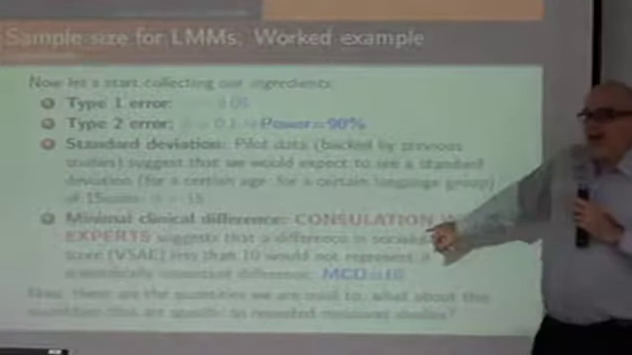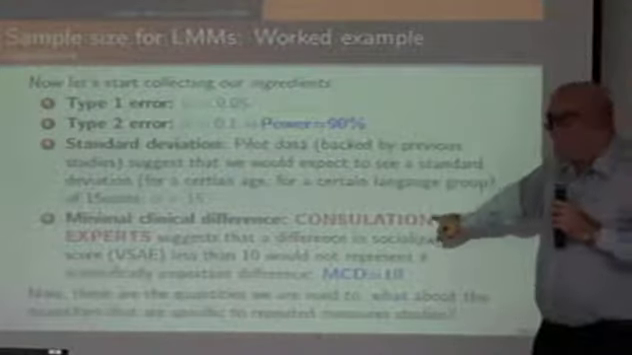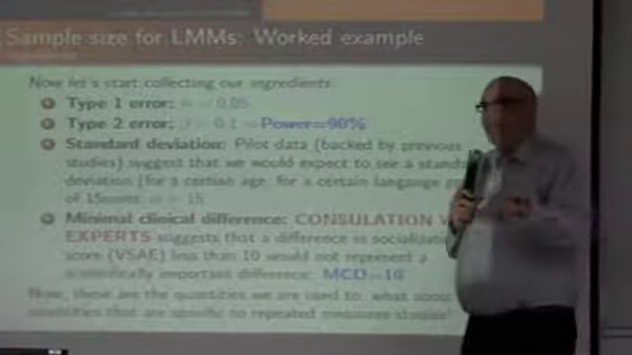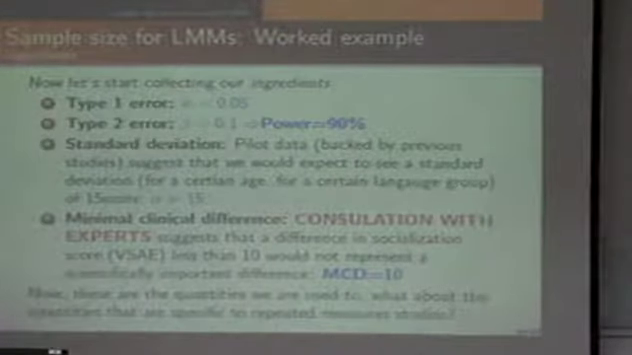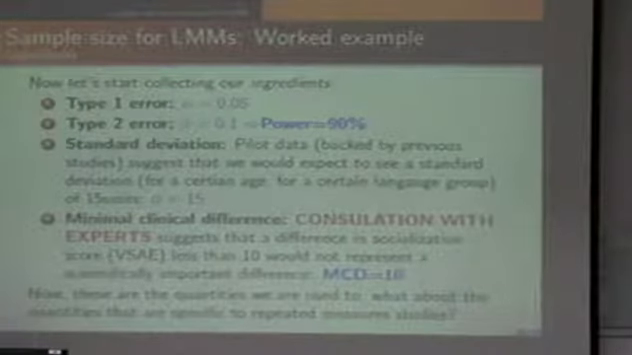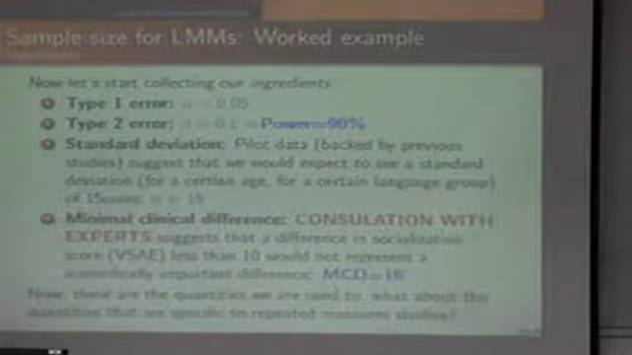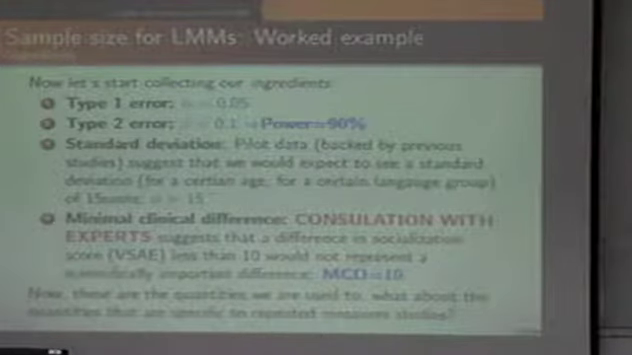This is one. Now, if you are unfortunate enough to get a lecture on sample size by me, I will tell you this about 10 times. I don't think this audience is going to be a bad one. The clinicians that I usually lecture about sample size, I want to shake them and say, listen to me. Okay, minimal clinical difference. Consultation with experts suggests that a difference in socialization less than 10 would not represent a scientifically important difference. Now, why do you think I want to shake those poor clinicians and say, listen to me?